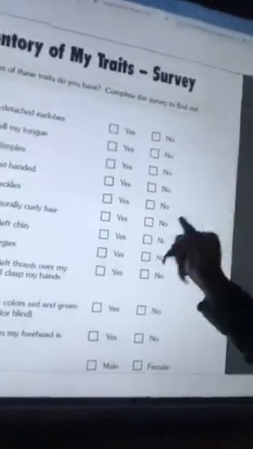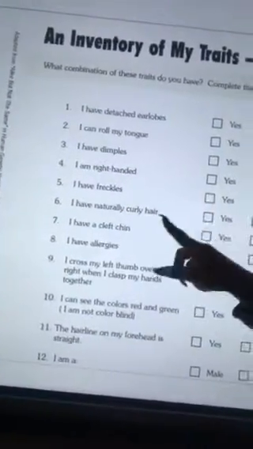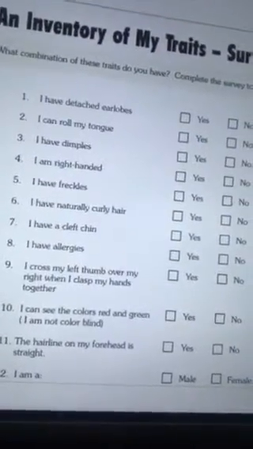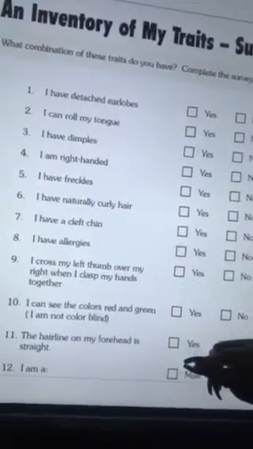I have detached earlobes. Check yes or no. I can roll my tongue. I have dimples. I am right-handed. I have freckles. I have naturally curly hair. I have a cleft chin. I have allergies. I cross my left thumb over my right when I clasp my hands together. I can see the colors red and green. I am not colorblind. The hairline on my forehead is straight.